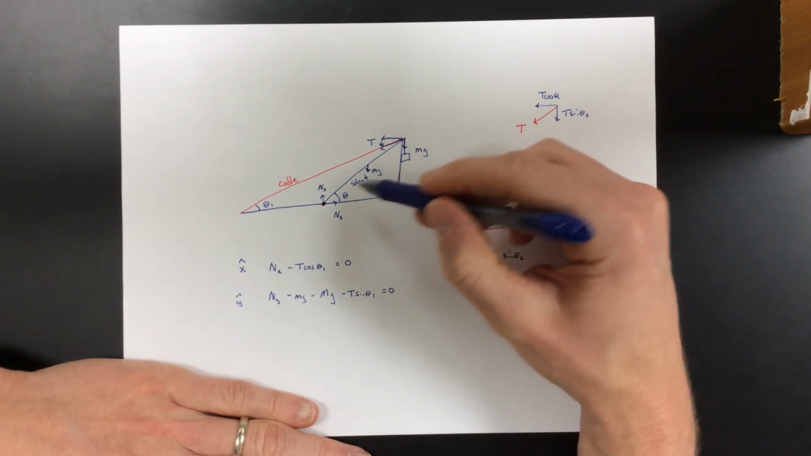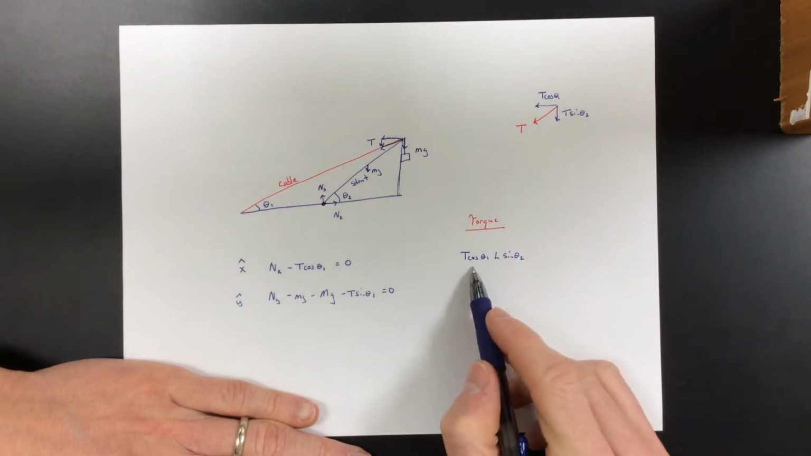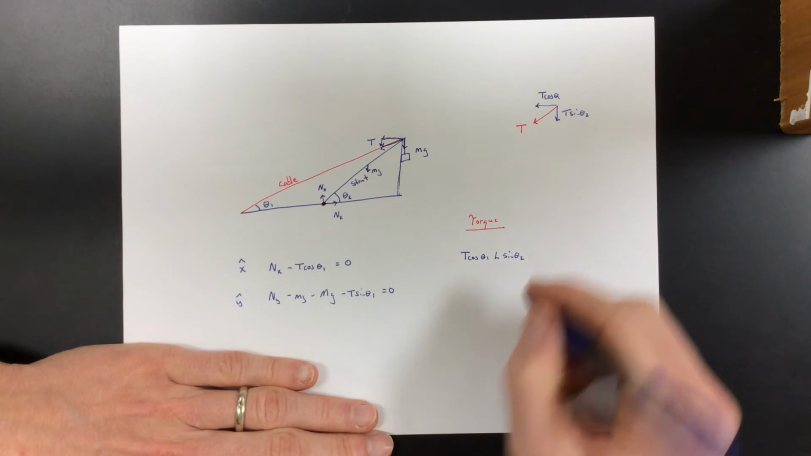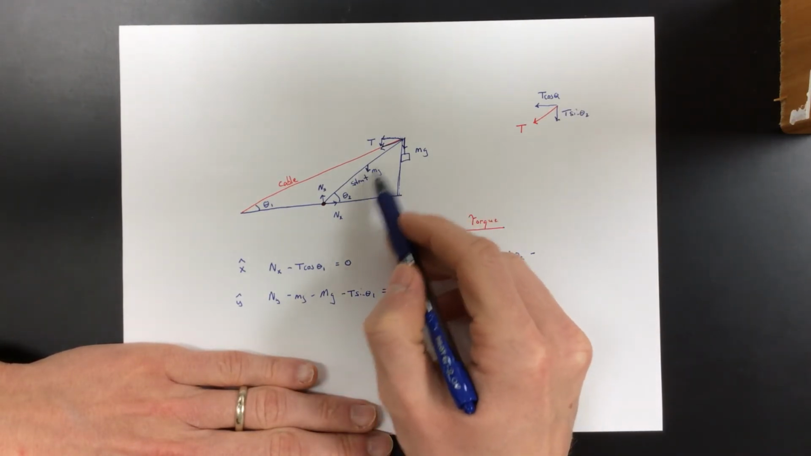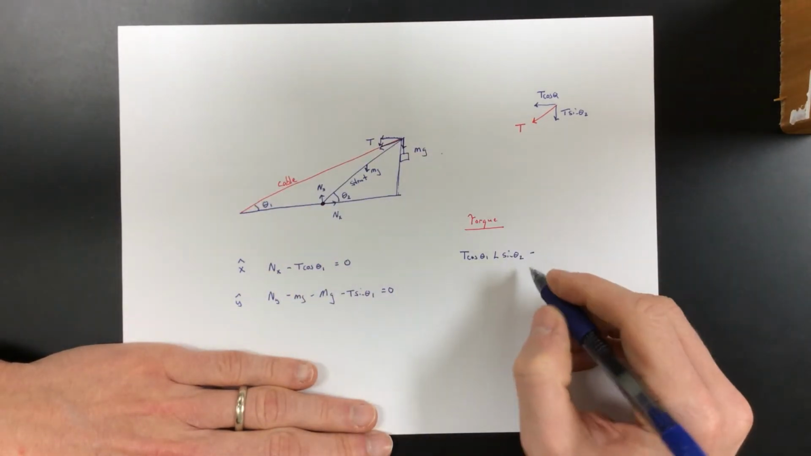This distance is L sine theta 2. And that horizontal force goes with the vertical lever arm, and that would cause a counterclockwise rotation. All the other ones, both this tension, this weight, and this weight, all want to make this thing rotate down. So they're all minus signs.